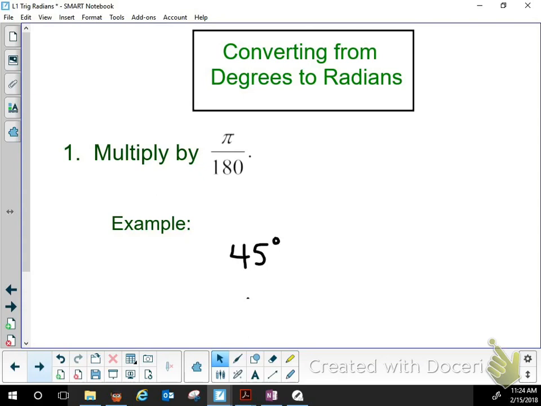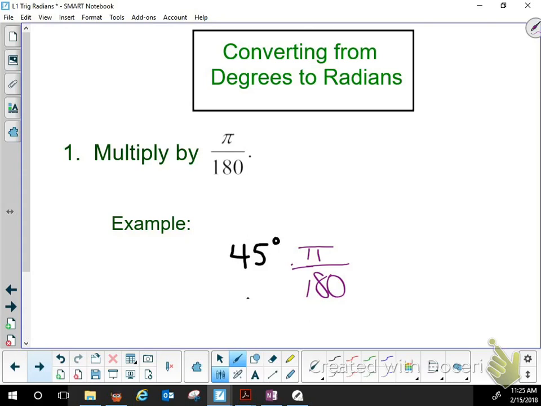So we want to convert from degrees to radians. So remember how we had that idea that pi was the same thing as 180? Just like you know that 1 foot is the same thing as 12 inches, and if you want to convert, you make it into a fraction and multiply. That's what we're doing. So if we're starting off with 45 degrees, we want to convert that to radians. We're going to multiply that by pi over 180. That's our conversion. Pi over 180.